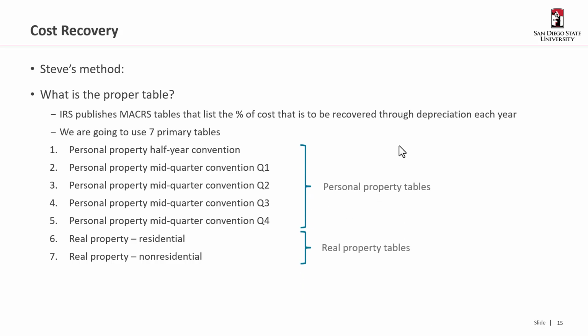The personal property tables tend to be shorter lives. So that's the half-year and mid-quarter convention. So that should tell you right away, for personal property, it's either mid-quarter or half-year convention. That's right. And for real property, what we'll find is it's always the mid-month convention. And real property is broken down into residential, so places people live, and non-residential, which is, of course, places people don't live.